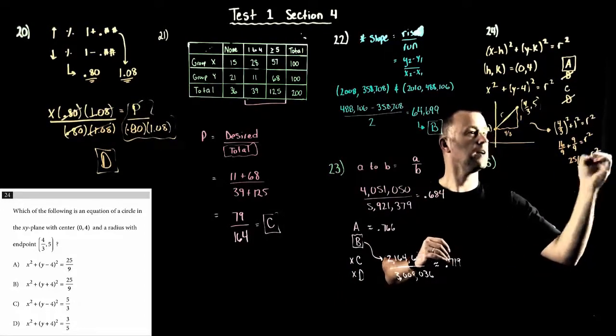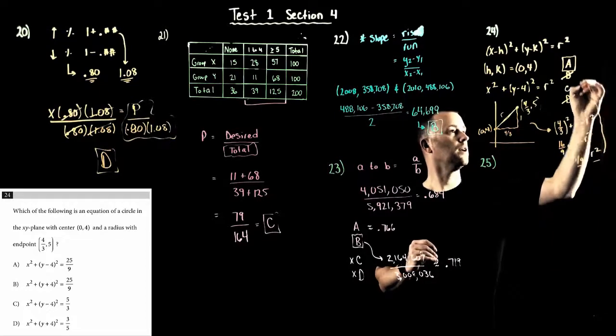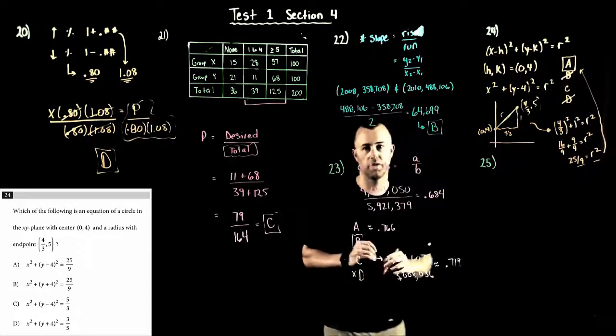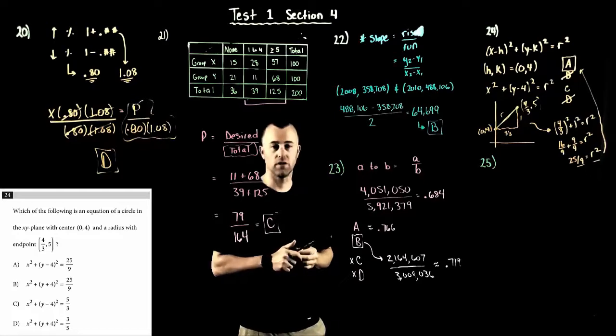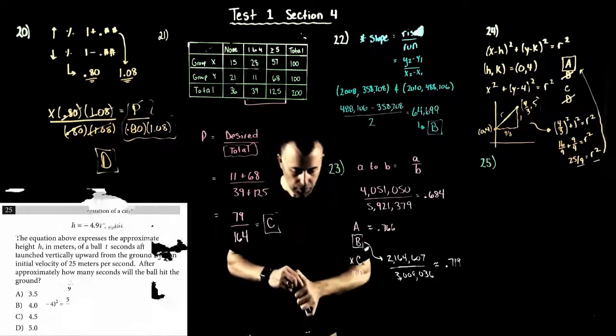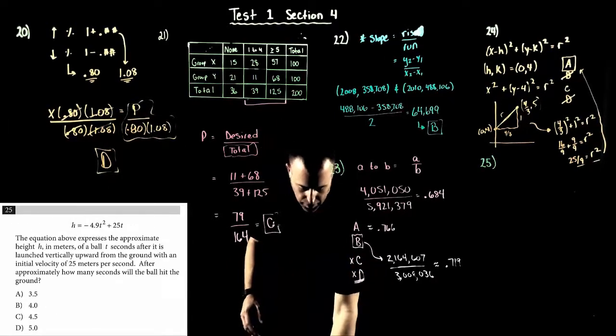So you can find it. I just said there's a little bit of a shortcut here that helps you get there a little bit faster. So that's going to be number 24. 24 is A. And lastly, we have number 25.